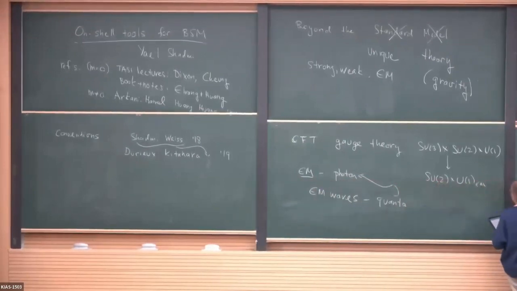Then you have two more instances of the same thing. You have the strong force, the strong interactions, with gluons. Only at low energies, these are, of course, confined. And you have the weak interactions with the W and the Z. And these are short-range interactions.